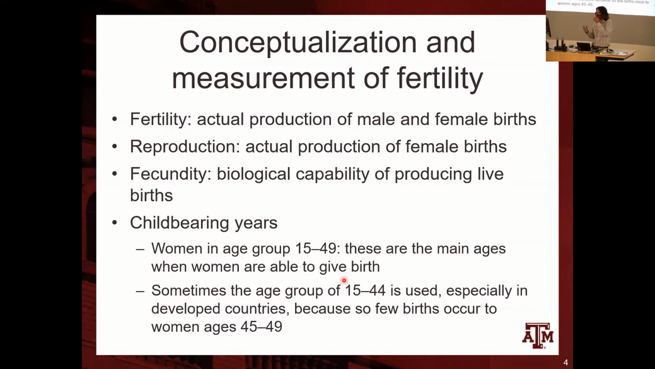throughout history, right? In some cases, when adolescent fertility is high, we can also calculate the rates from 10 to 49. But we usually do 15 to 49 as a way to standardize our measures and compare these estimates over time across countries. Sometimes the age group of 15-44 is also used. On the other hand, in developed countries, when really few births happen to women between 45 and 49, you might want to calculate these rates only for the group between 15 and 44. But usually, whenever we talk about reproductive ages of women, we are talking about ages 15 to 49.